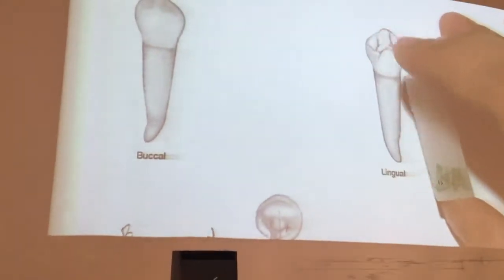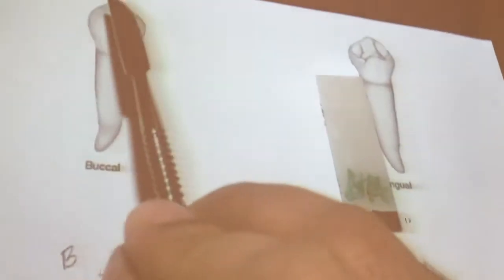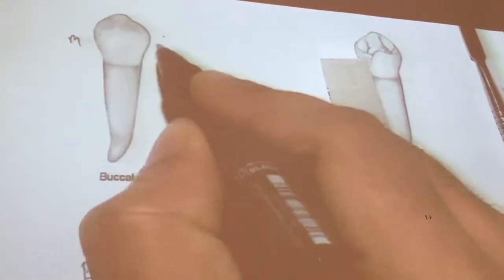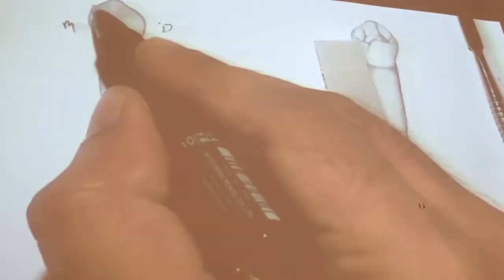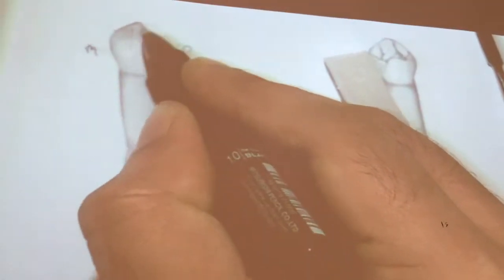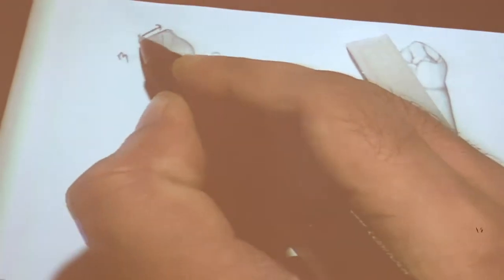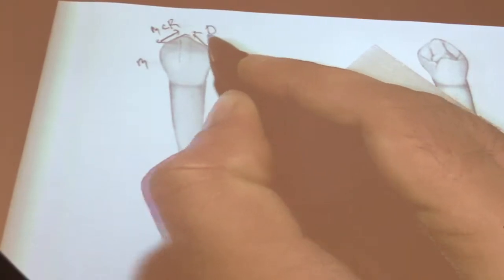So, coming to the outline of the premolar buccal aspect, you get two outlines. You have a mesial and distal outline. If you see the mesial outline, you have a prominent buccal ridge, just like your canine. And if you see this mesial cuspal ridge, MCR, it will be smaller than the distal cuspal ridge, okay?